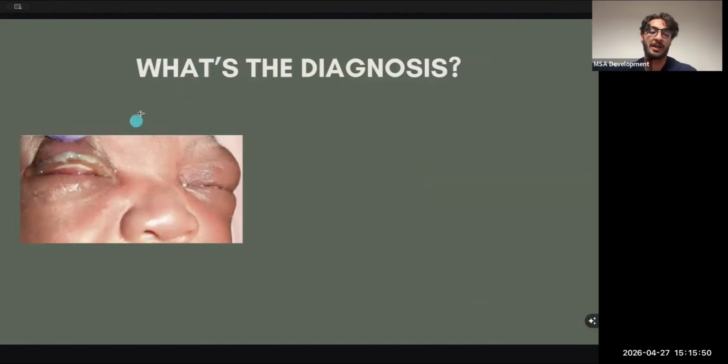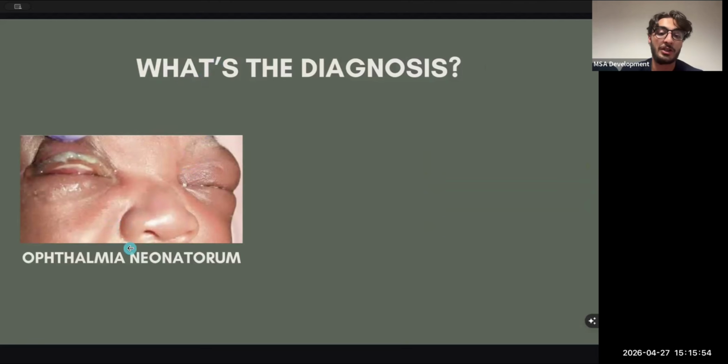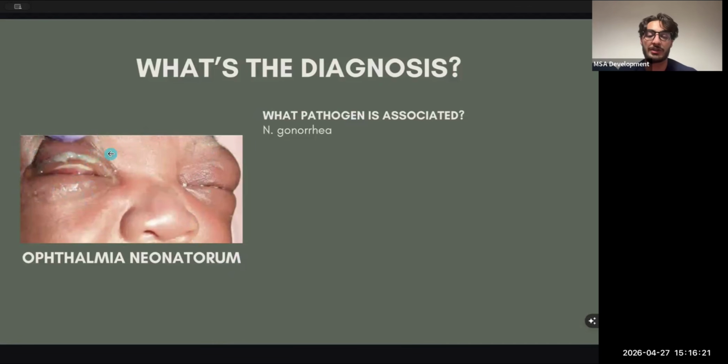Here's another question. What's the diagnosis? This is the same picture as before. The answer is ophthalmia neonatorum. And which pathogen is associated? Obviously, we mentioned it before. It's Neisseria gonorrhea. This is an infective disease, usually with mothers who have some sort of gonorrhea colonization. And then when the newborns are born, they get this conjunctivitis. You could see here the milky discharge again that we talked about with gonorrhea.